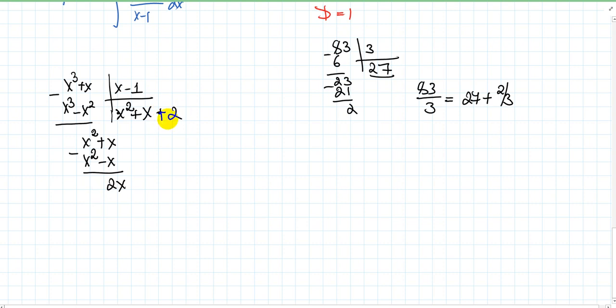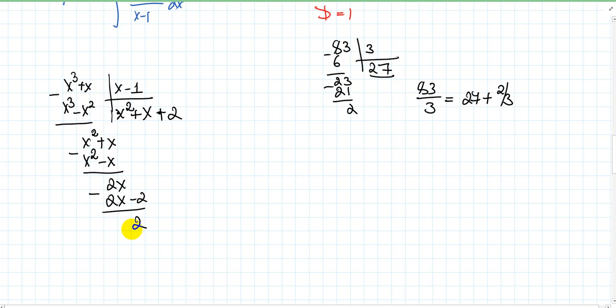So I need to write plus what? 2, right? So now let's multiply the 2 by x minus 1. What do you have? 2x minus 2, right? If you subtract, what do you get? Plus 2, right? So what is the power of this 2? It is 0. The power of the x minus 1 is 1. You cannot divide this, so that is why this is the remainder.